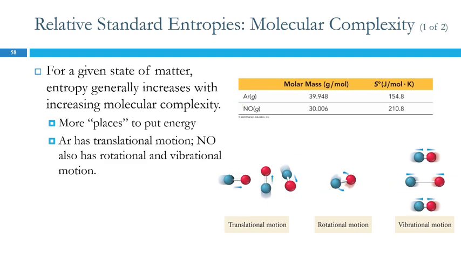If we compare argon and nitrogen monoxide, argon has translational motion and rotational motion. It can't do vibrational motion because it doesn't have any bonds. There are no bonds to stretch. NO has one bond, and so that bond can stretch and constrict. And so the entropy of NO is going to be higher than the entropy of argon. Here we're comparing two things that are almost identical in molar mass, right? And they're also in the same state. Any questions?